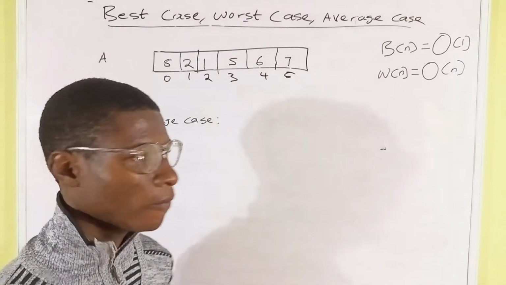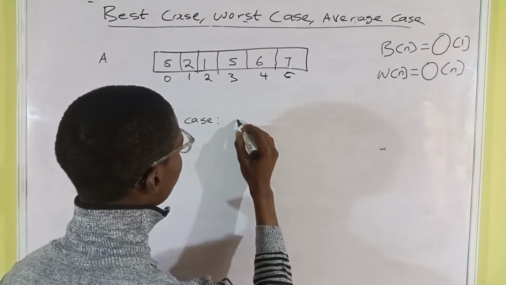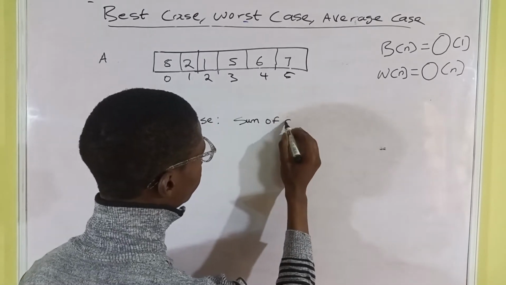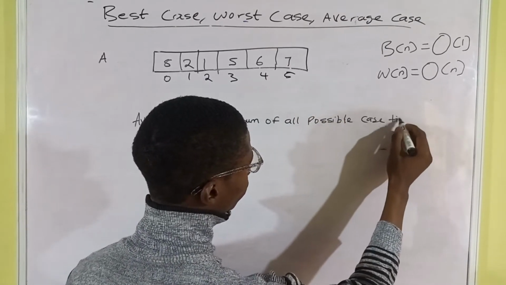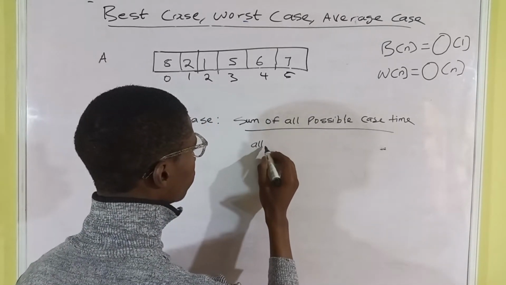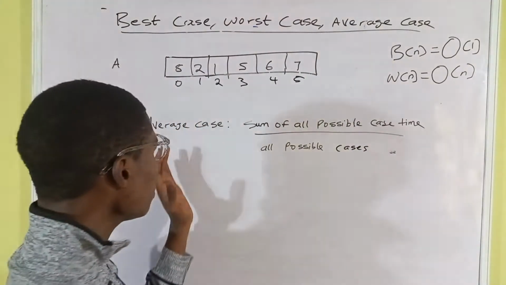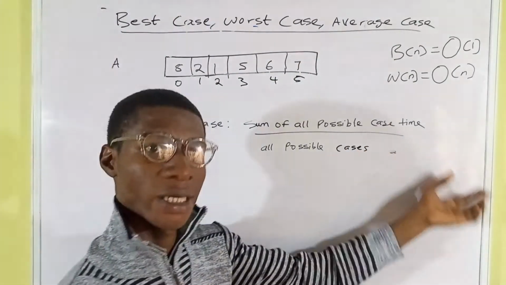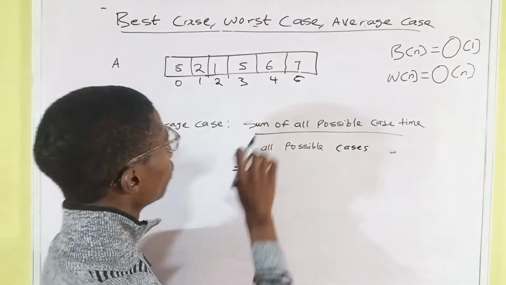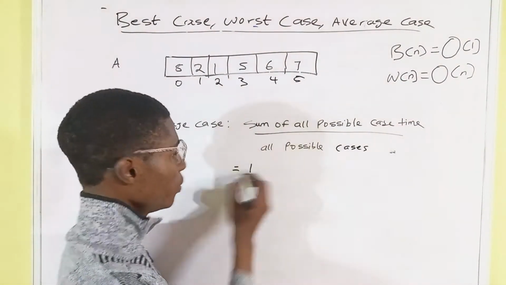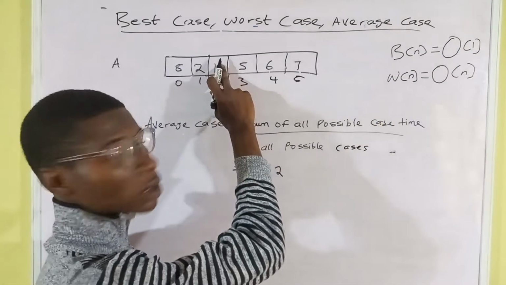So let's look at the average case. What is the average case? The average case is best explained as a formula. The average case is the sum of all possible case times over all possible cases. So what does this mean? This means that if you are searching for the first key, that will be one comparison. If you are searching for the second key, that will be two comparisons. If you are searching for the third key, that will be three comparisons.